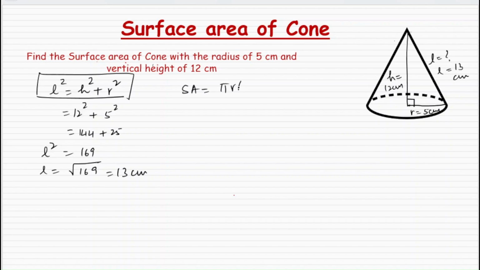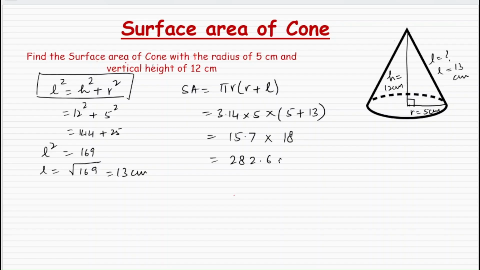Now the next part is easy. Surface area is pi r times r plus L. So pi is 3.14, radius is given as 5, 5 plus 13. Slant height is 13, we just calculated. So 3.14 times 5 is 15.70 or 15.7 times 18. And the answer comes out to be 282.6 centimeter square. That's the surface area of the cone.